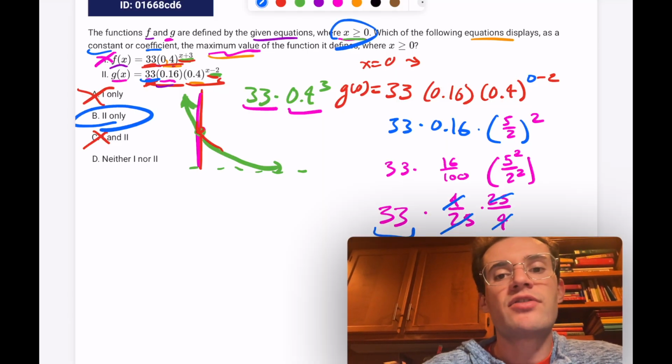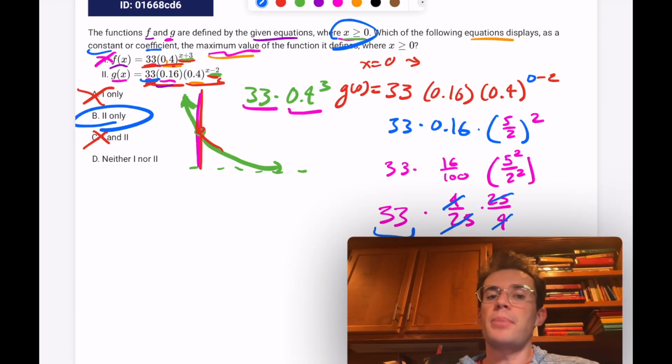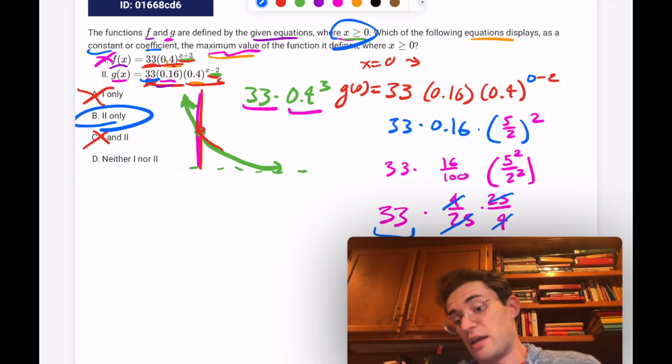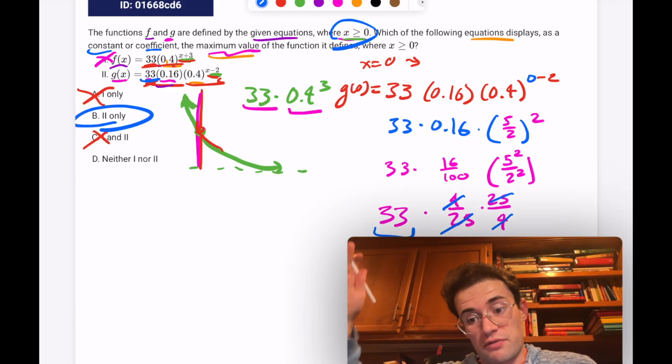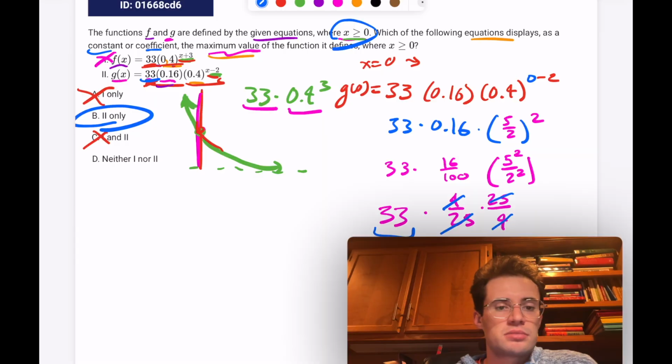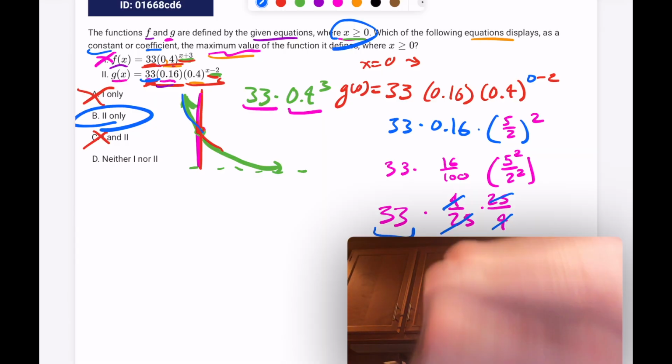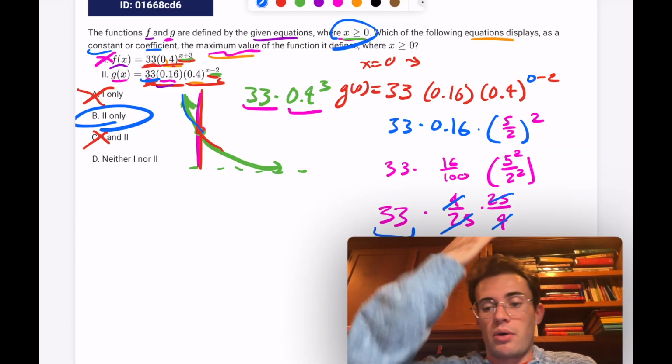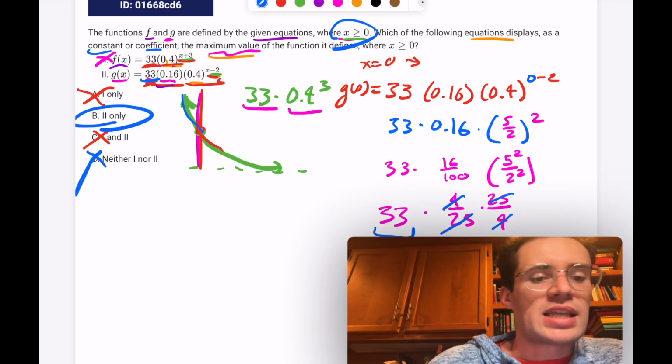Now, if they didn't have this part, the x is greater than or equal to 0, then for both of these functions, the maximum value would be infinity, or like it approaches infinity, because it's a decay function, and as you go more and more negative with the exponent, it would go up and up. All right, but in this case, the answer is 2.